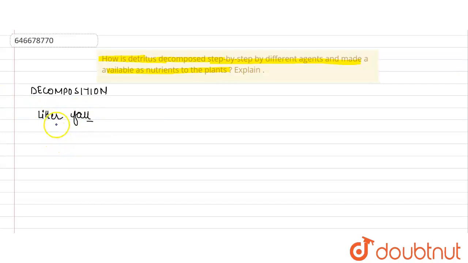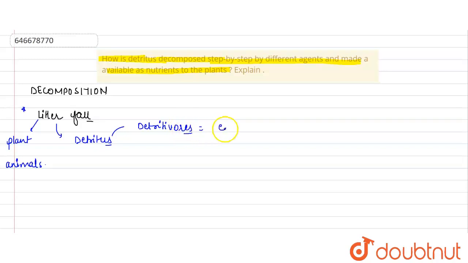These parts are called the detritus. Now it is not necessary that this litter will be from plants only, it can be animal also. It can be any organic part of an organism, plant or animal. Now this detritus will be decomposed by organisms, and those organisms are called detritivores. An example of a detritivore is the earthworm.